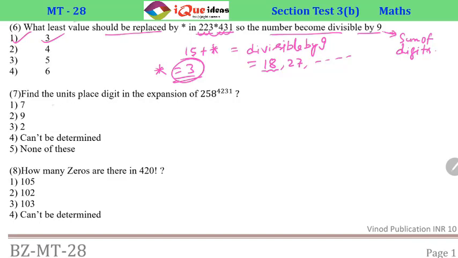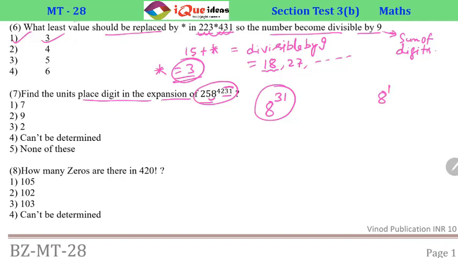Alright. Then the next one says find the unit place digit in the expansion of this number 258 to the power 4231. If you remember, we have done it in theory lectures in great detail. What we do is we take only the last digit from the number, that is 8, and we take only the last 2 digits of the power, that is 31. Whatever is the unit digit of 8 raised to 31 will be the unit digit of 258 raised to the power 4231. Now, 8 has a cyclicity of 4, right?